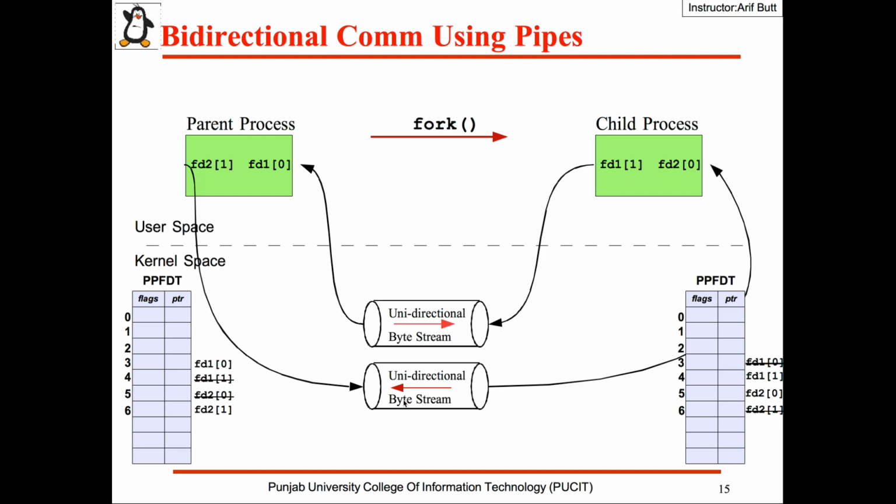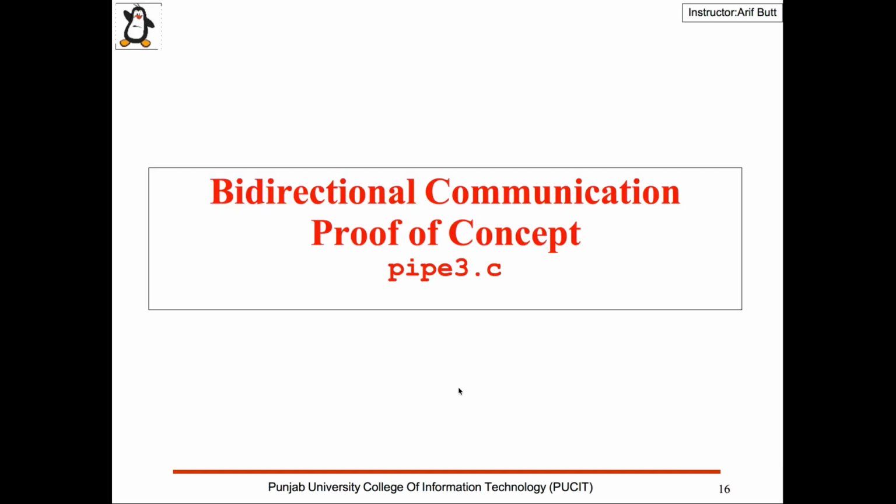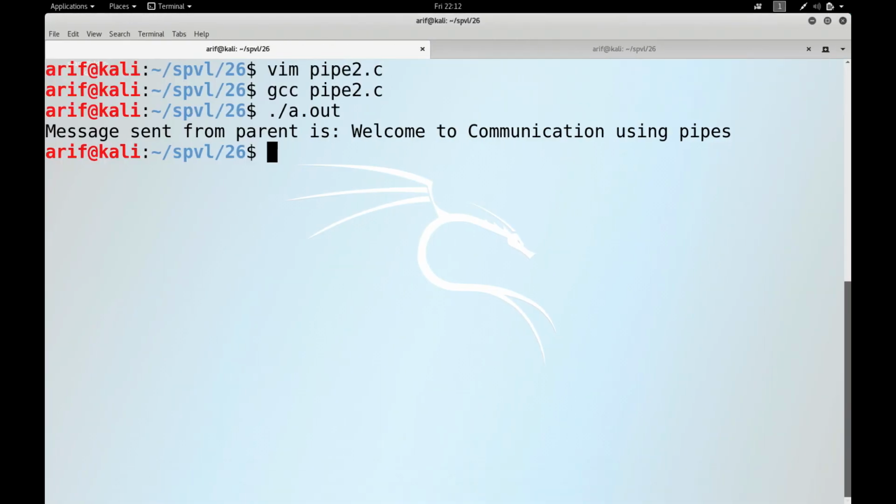So after doing all this, you can see the parent process can write something over here and the child process can read something from here. And I'm sorry, this arrow is a bit wrong. This arrow should be pointing towards that side, and this arrow should be pointing towards this side. Let us move once again onto the terminal and see the proof of this concept.